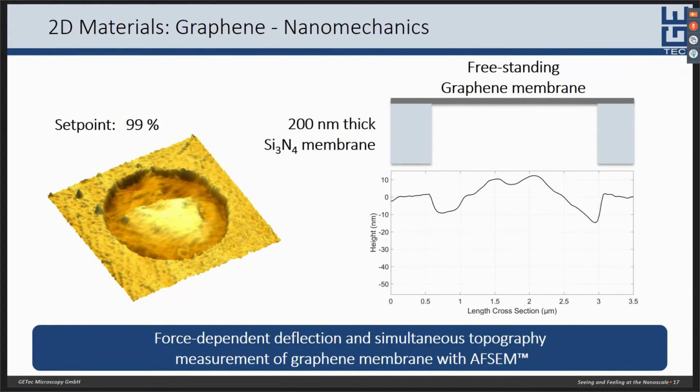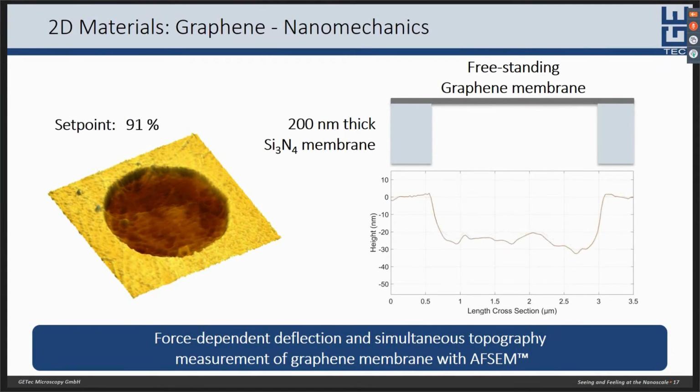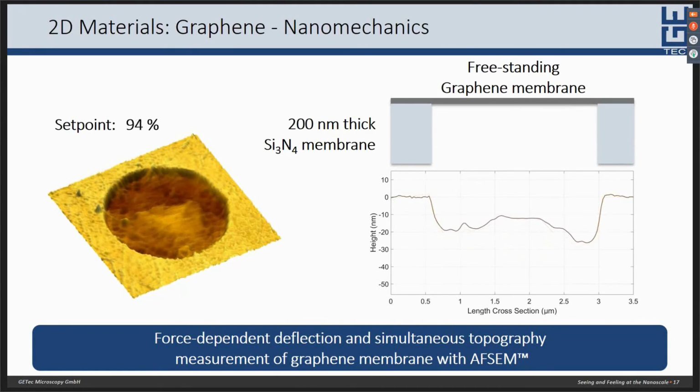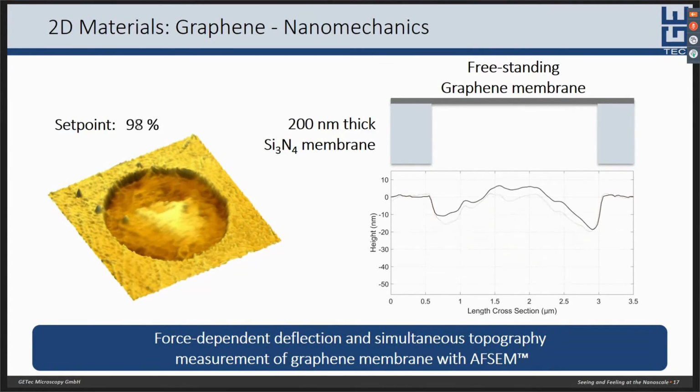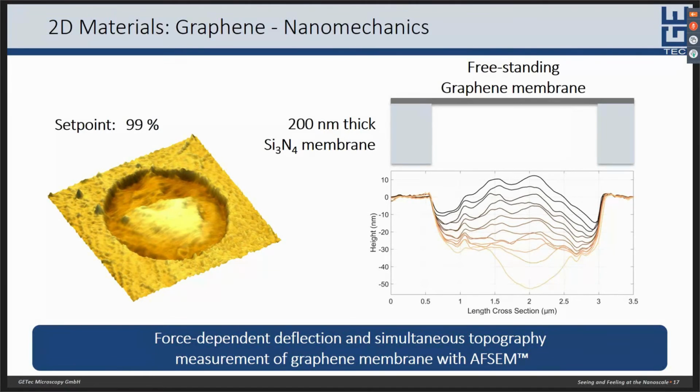You can see a respective cross-section here in this graph. However, if the set point is decreased, the membrane starts to deflect under the influence of the scanning tip. And you can now see, if you increase the set point again, that the membrane bends back up and finally reaches its original state again. And this results in an interaction force-dependent cross-section of the graphene membrane, which can be simultaneously studied using the SEM.